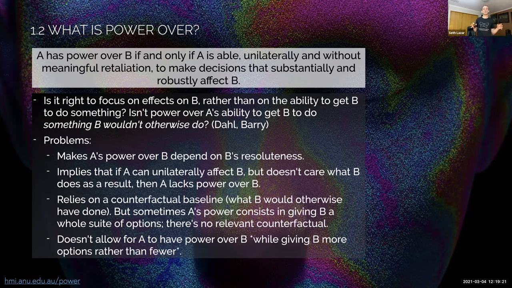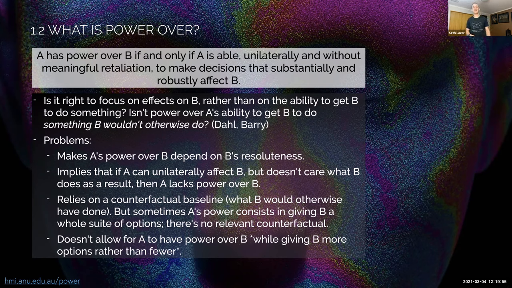So one reason why is I think it makes A's power over B depend too much on how resolute B is. Suppose two different people, one of them is particularly susceptible to being compelled by A, the other one isn't. That would imply that A has more power over the first than over the other one. There's some sense in which that's true, but if A is able to affect each of them in just the same way to the same degree, then in another sense, he has power over each of them to the same degree.